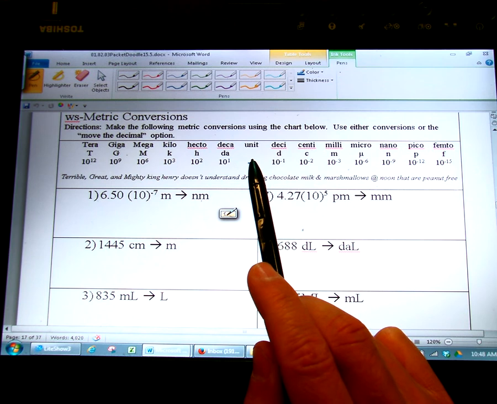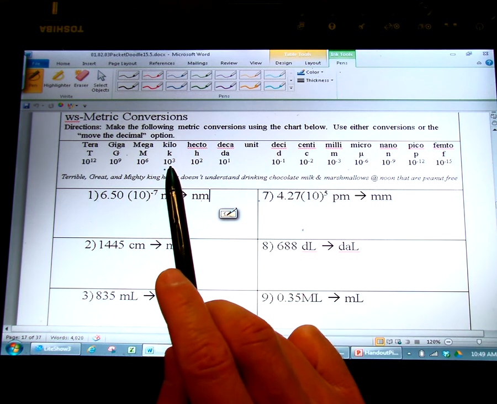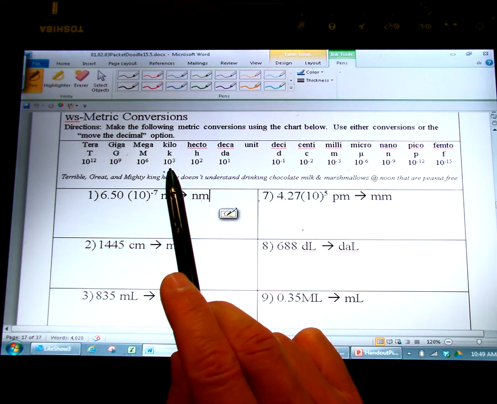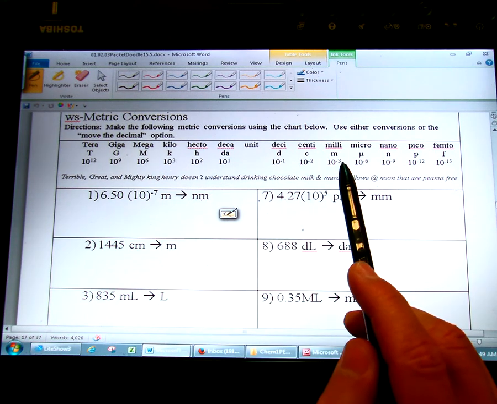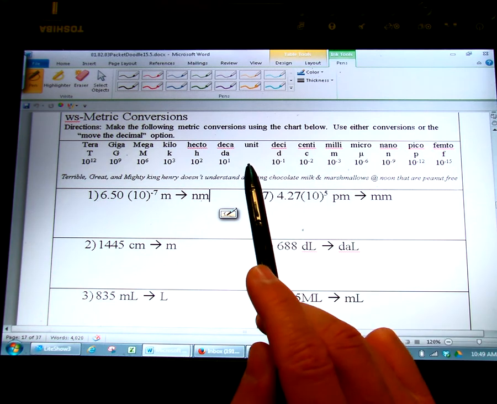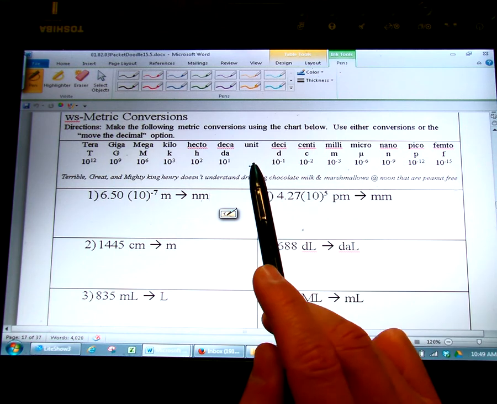For instance, let's suppose we're talking about meters, and you've heard of kilometers. There are 10 to the third meters in a kilometer. Versus if you were going to use millimeters, millimeters are very small. They are 1/1000th of a meter, which means there are 1,000 millimeters in 1 meter.